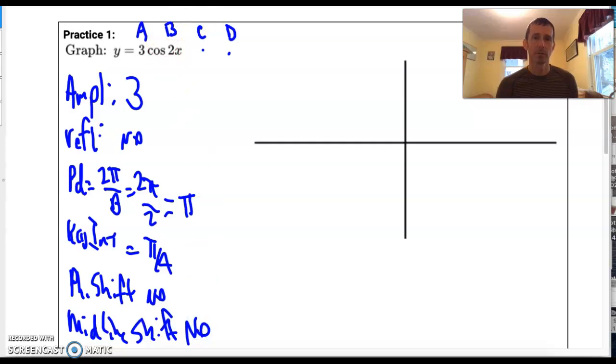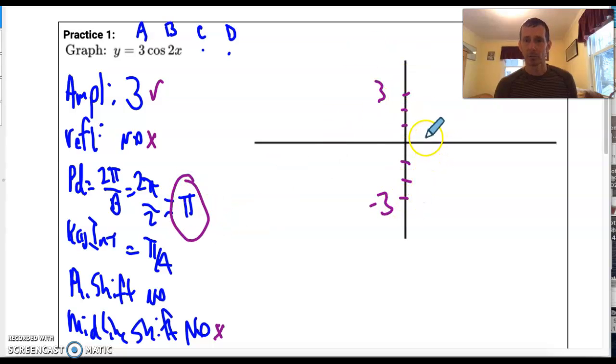So what I'm going to do first is come up to this. Because there's no reflection and there's no midline shift, I can take care of the amplitude because I know I'm going to go up to 3 and down to -3. There is no phase shift, so I'm going to start right here on the y-axis. My period is pi, so I'm going to break this into 1, 2, 3, 4 pieces to get my full period in, and each of these increments is now pi over 4.